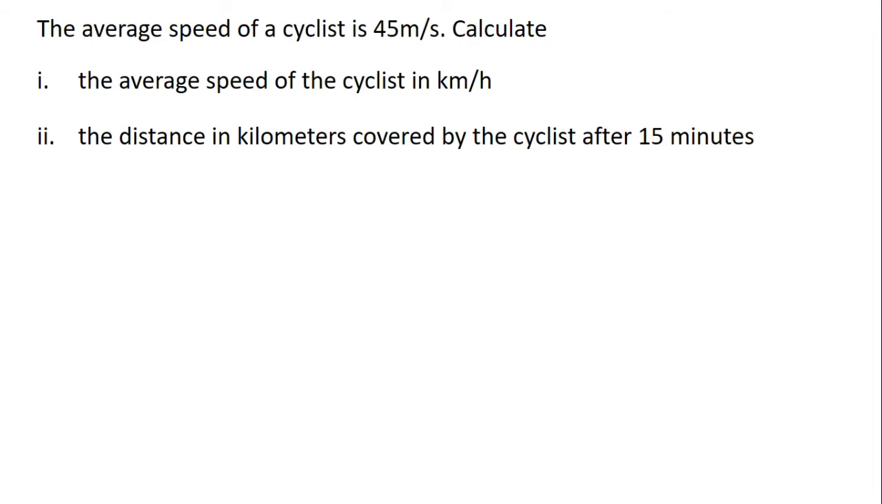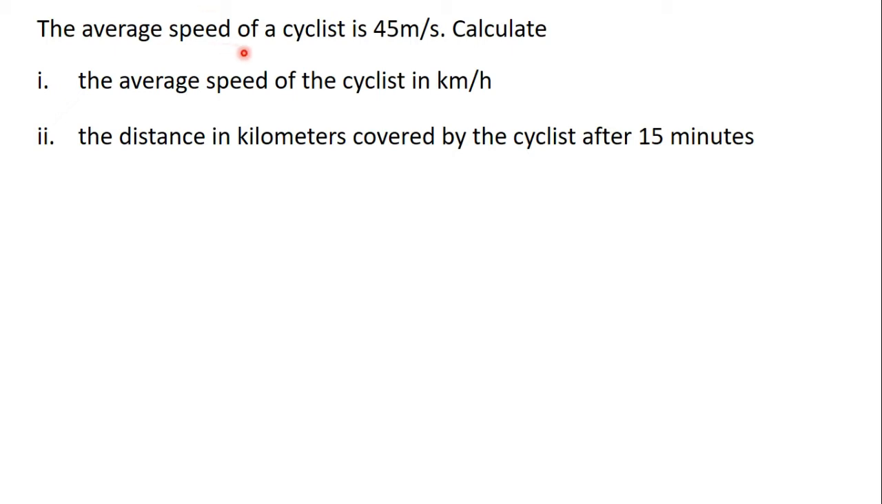The question for this video is: the average speed of a cyclist is 45 meters per second. Calculate I, the average speed of the cyclist in kilometers per hour. II, the distance in kilometers covered by the cyclist after 15 minutes.